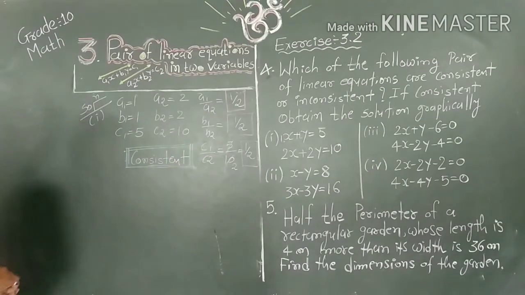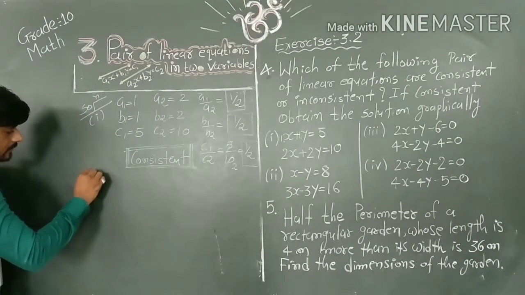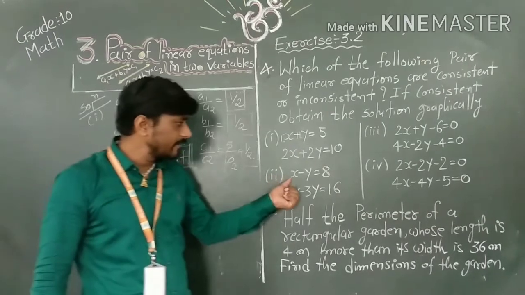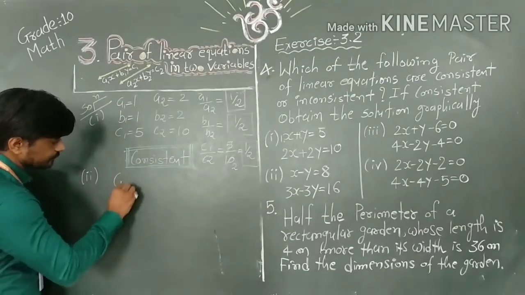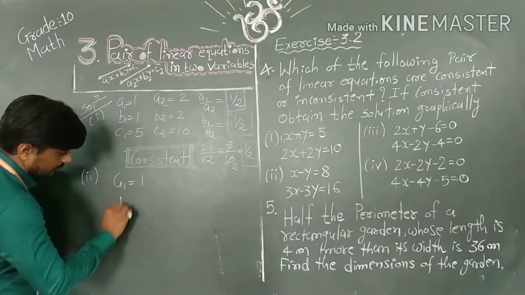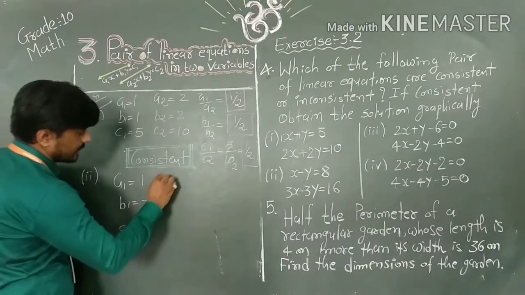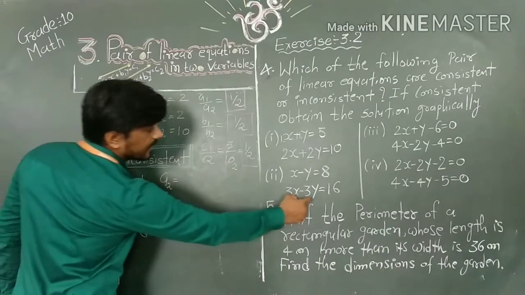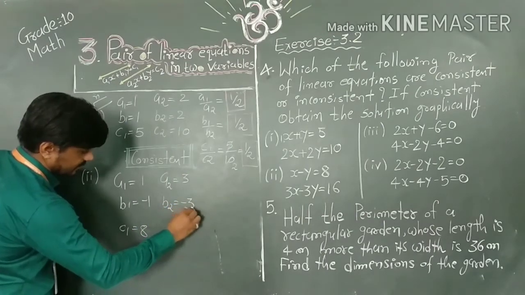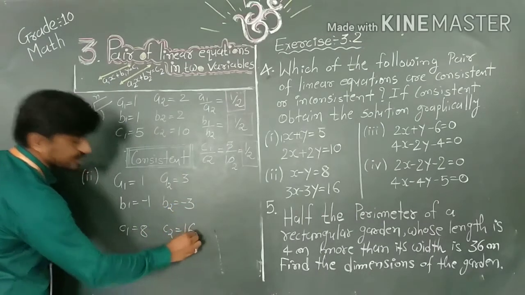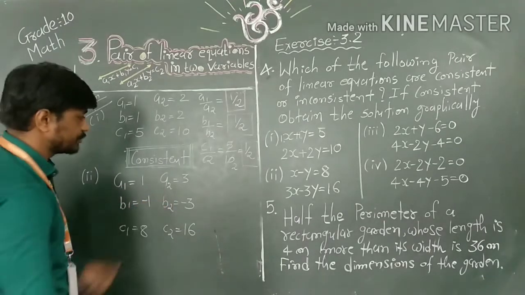Now the second example. Again I compare the ratios. First of all a1, b1, c1, a2, b2, c2. I write a1 is equal to 1, b1 is equal to minus 1 and c1 is equal to 8. a2 is equal to 3, b2 is minus 3 and c2 is 16. Got it everyone?